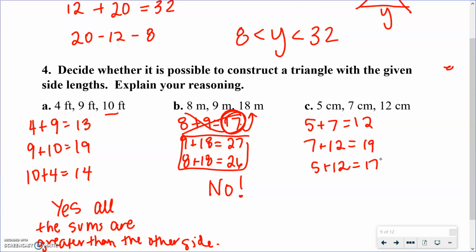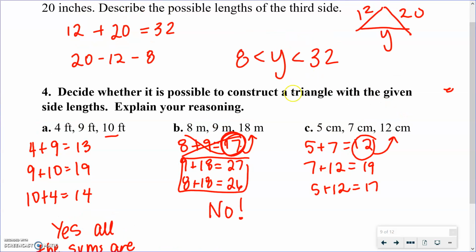And this one's tricky because 12 is equal to 12. Okay, but you can see, if we scroll up here and look, these are not greater than or equal to. Okay, it has to be greater than. Okay, and 12 is not greater than 12. So the answer to this one is no as well.